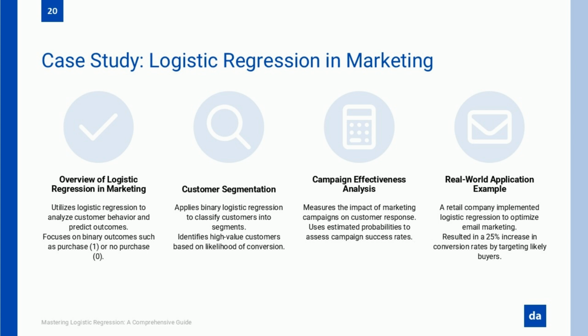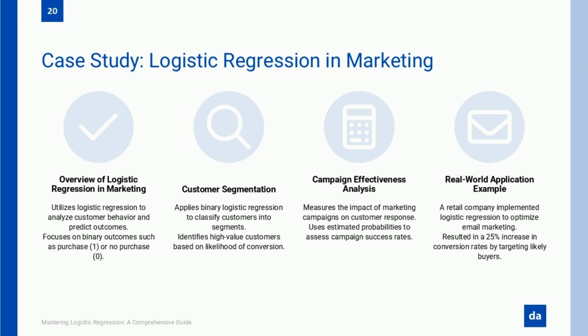One major issue in marketing data: class imbalance. Maybe only 5% of customers actually make a purchase, so if we blindly predict no purchase every time, we still get 95% accuracy, but zero value. That's why we focus on precision and recall, not just accuracy.